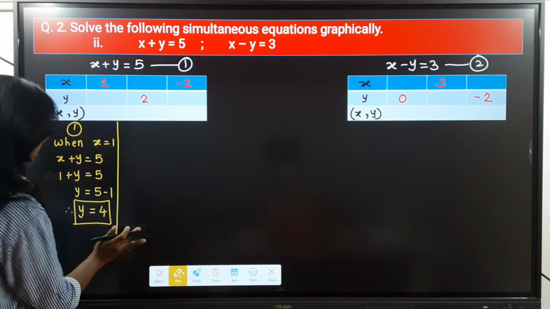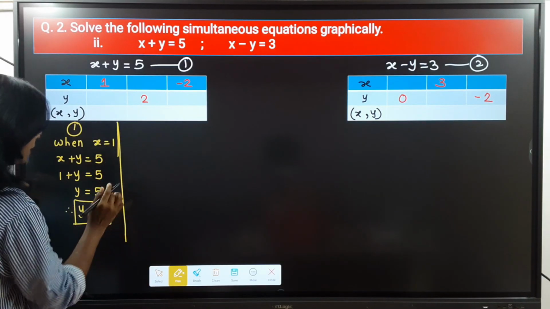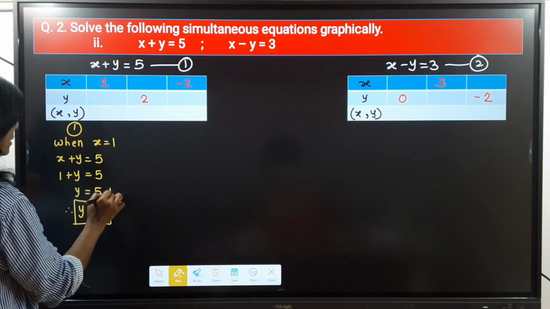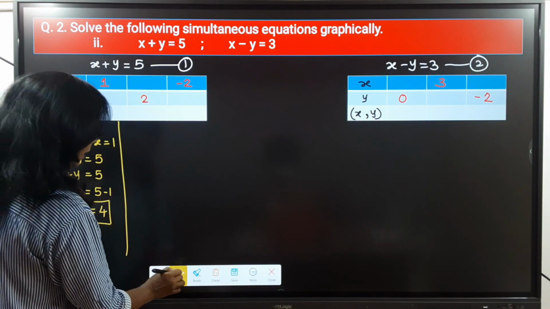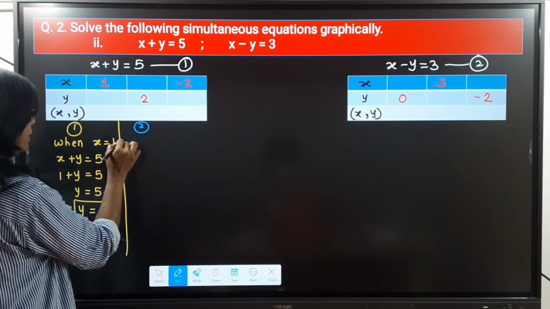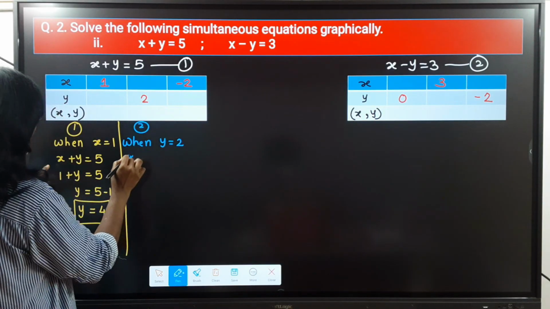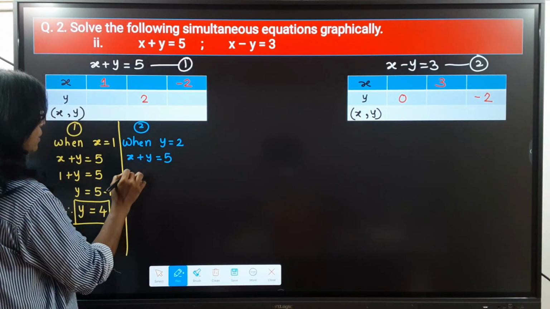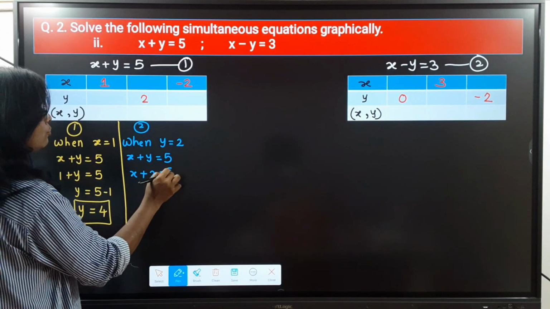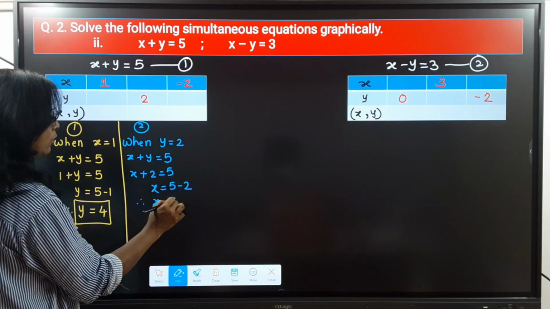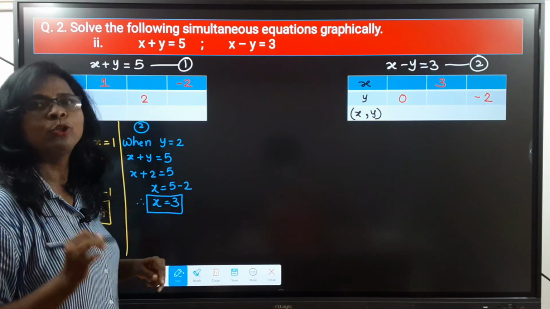Then the next one, students. Next one is that when y is equal to 2, the equation is x plus y is equal to 5, therefore x plus 2 is equal to 5, therefore x is equal to 5 minus 2, therefore x is equal to 3.